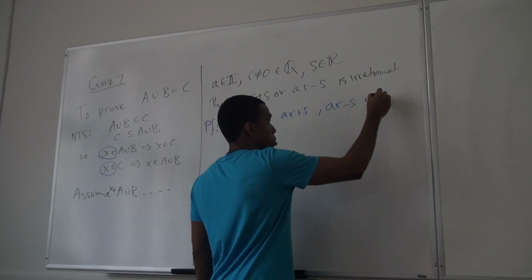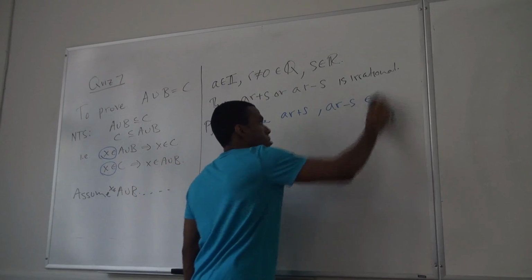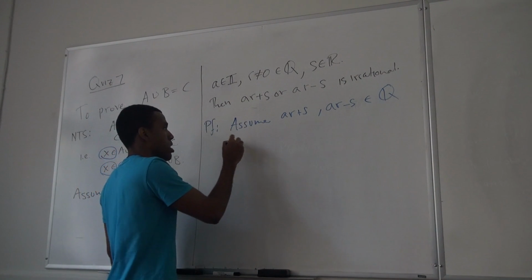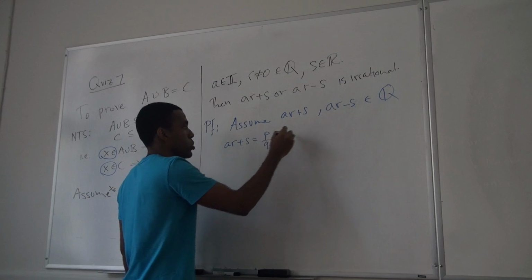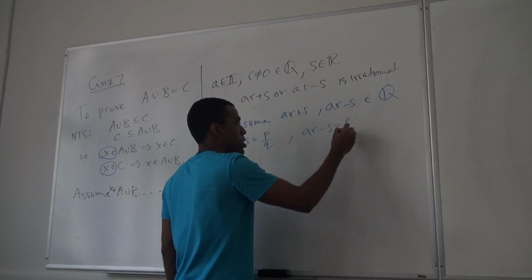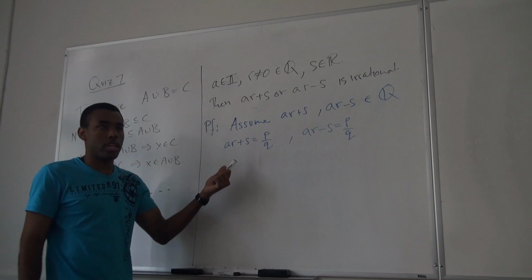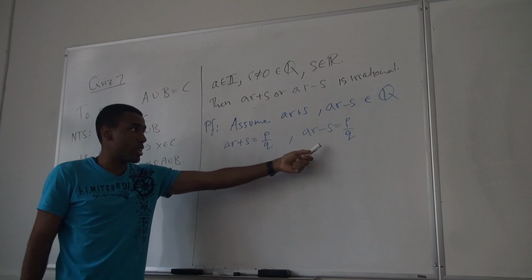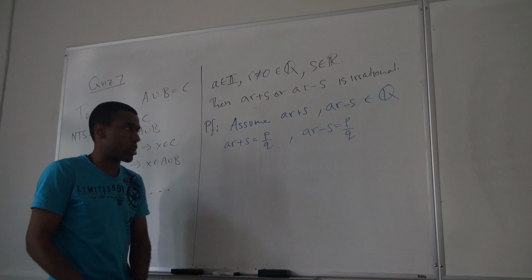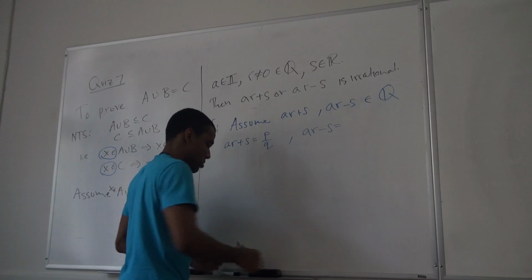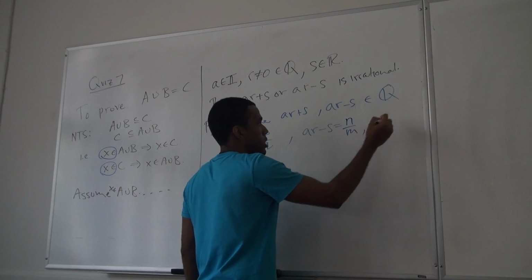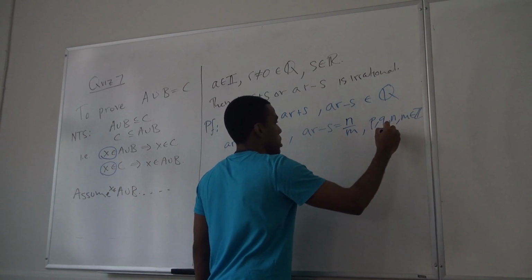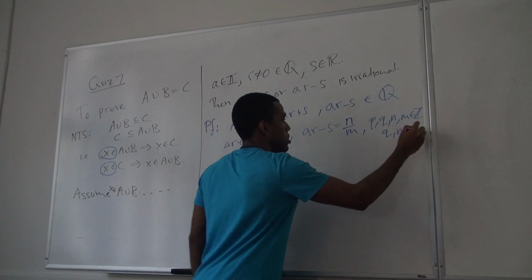Now, the first mistake that was quite common here is several people assumed they were the same rational number. They wrote AR plus S is P over Q and AR minus S is P over Q. In general, these two numbers will not be equal, right? If you add an S or subtract an S, it won't be the same thing. You'd have to assume they're different, like N over M, where P, Q, N, M are integers with Q and M not equal to 0.